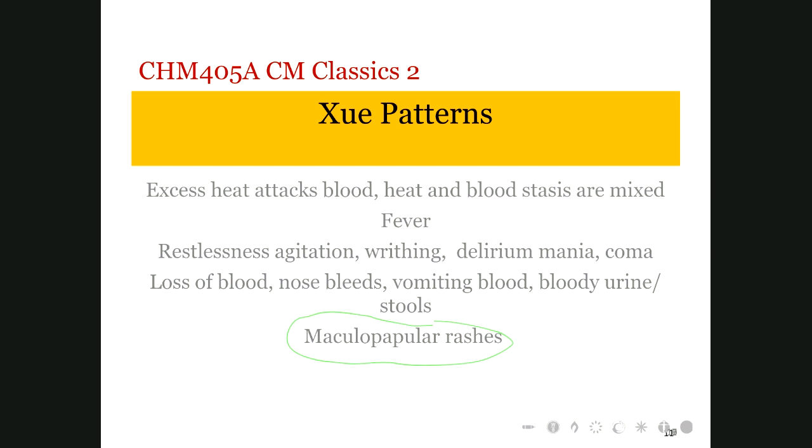So that's the difference between Shanghan and Wen Bing. Here you can see more focus on the tongue and skin rashes, compared with the pulse focus, for two different theories.